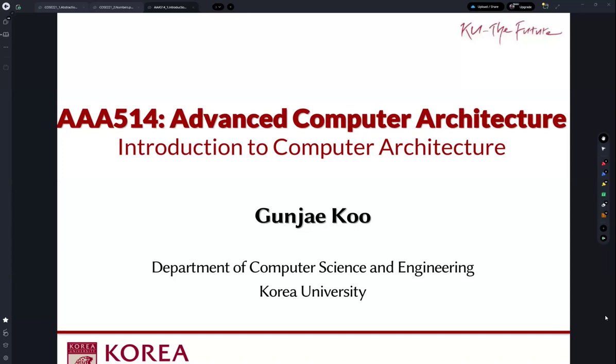I will briefly introduce the computer architecture research, and then also briefly introduce some technology trends in computer architecture. I think if we just complete this topic, then I will start the class.